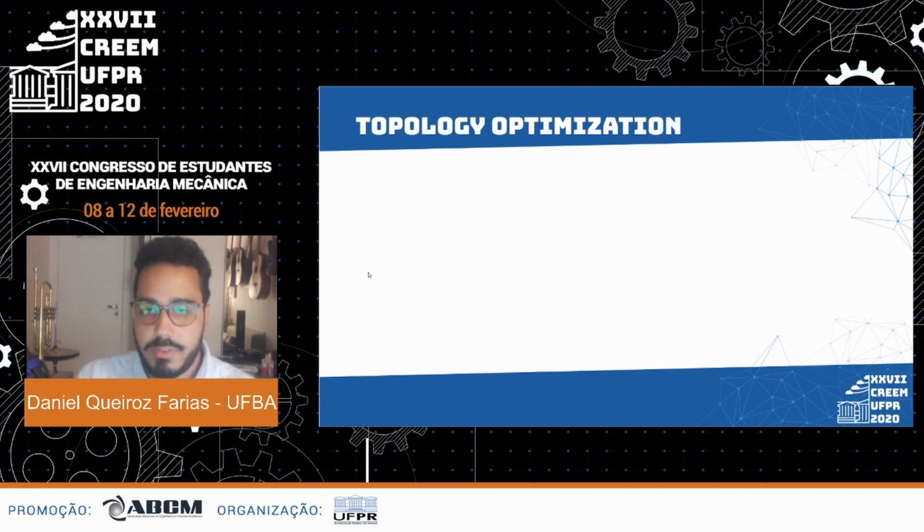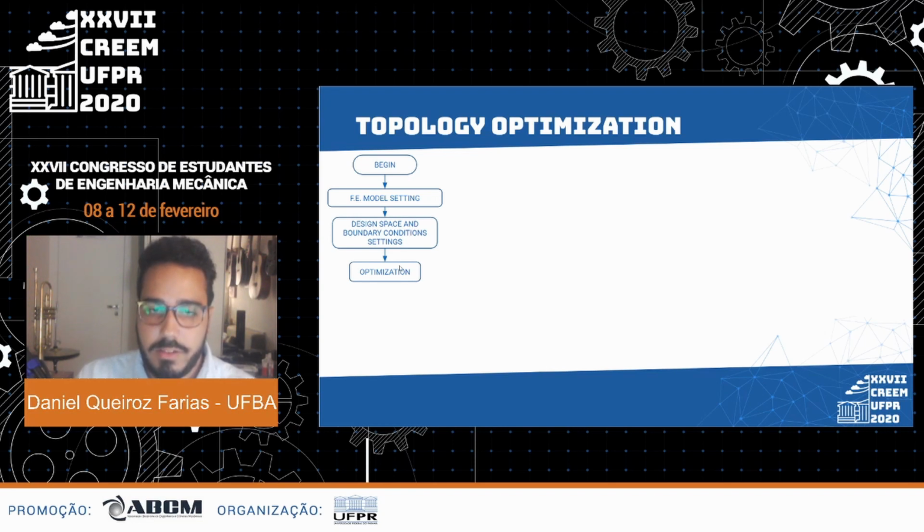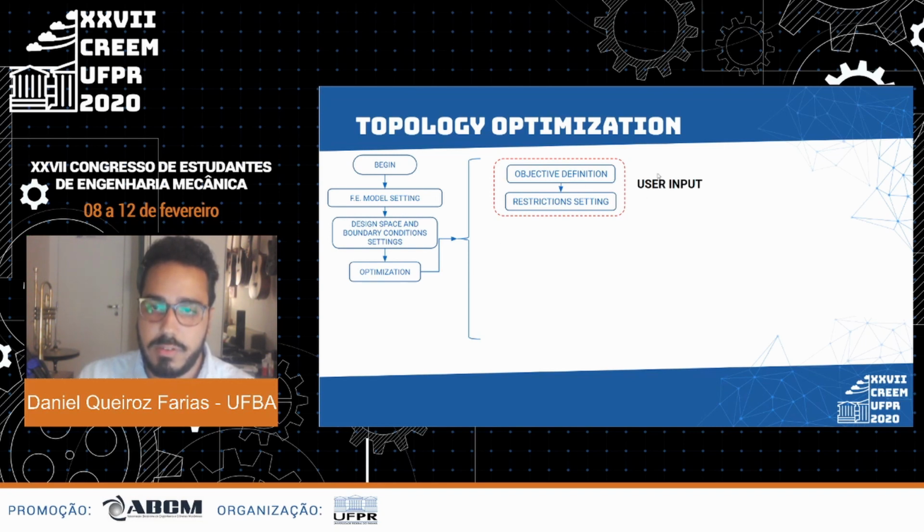In other terms, topology optimization begins by the finite element model settings, followed by the design space and boundary condition settings, which are all given by the user. And finally, the optimization itself begins. This optimization has 2 parts. The first one is the user input part, which will be the definition of the objective of the optimization and also the restrictions of the optimization.